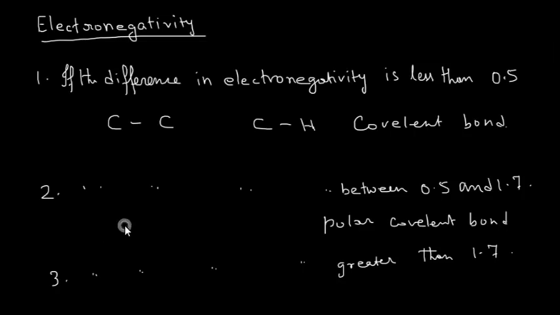An example of this can be carbon and oxygen, where oxygen is significantly more electronegative. Oxygen electronegativity is 3.5, carbon's is 2.5, and the difference is 1. So 1 is greater than 0.5 and it falls between 0.5 and 1.7. Therefore, the bond formed between carbon and oxygen is a polar covalent bond.